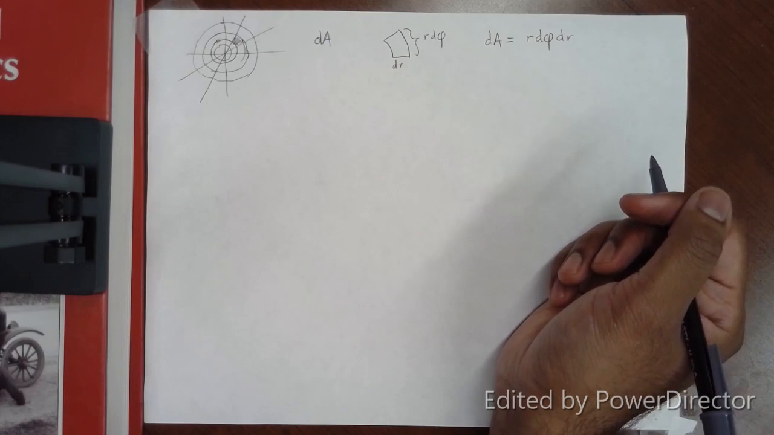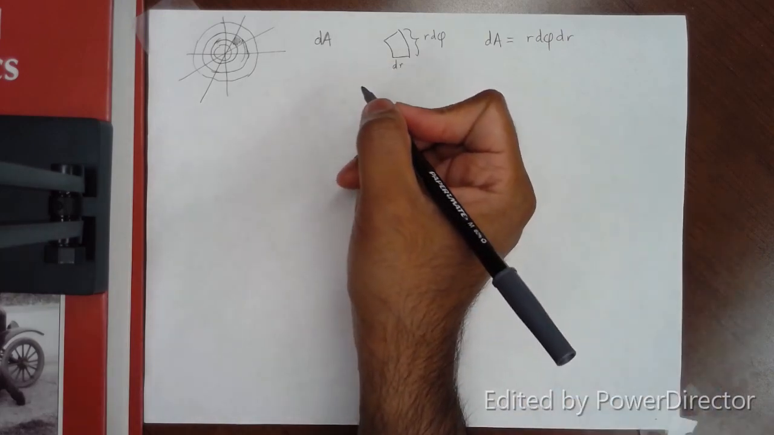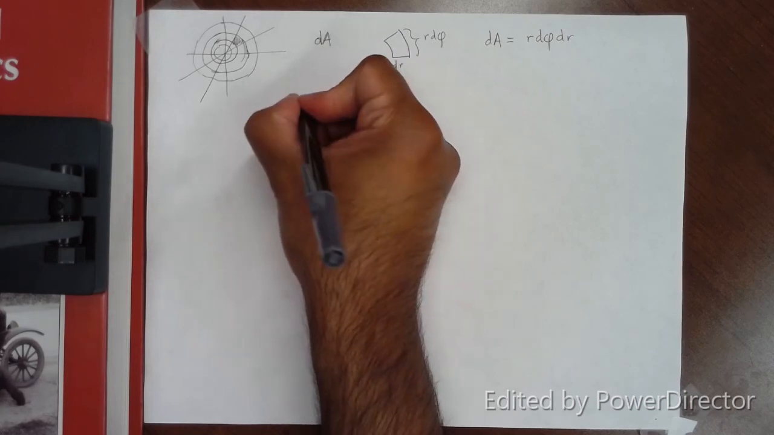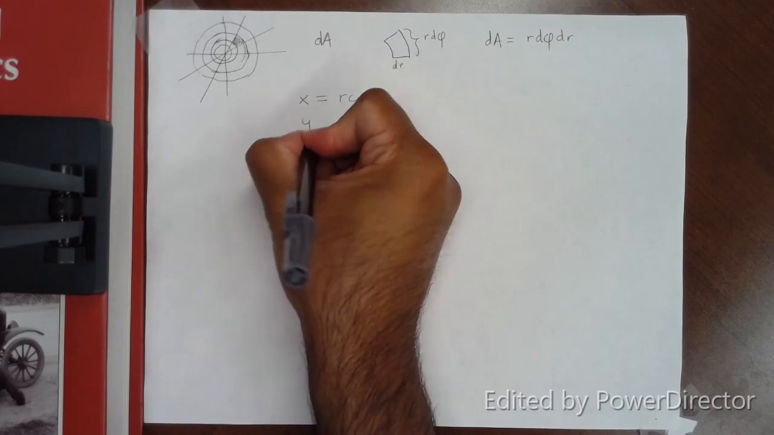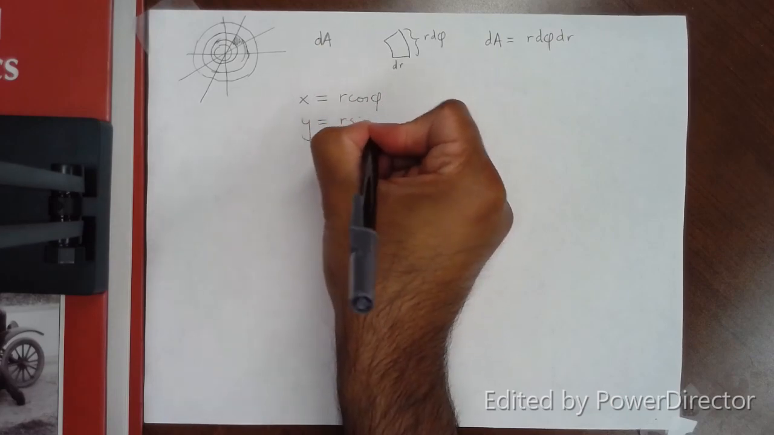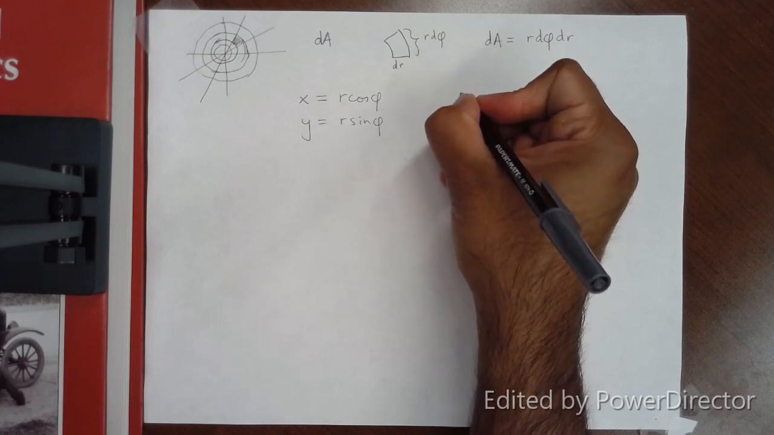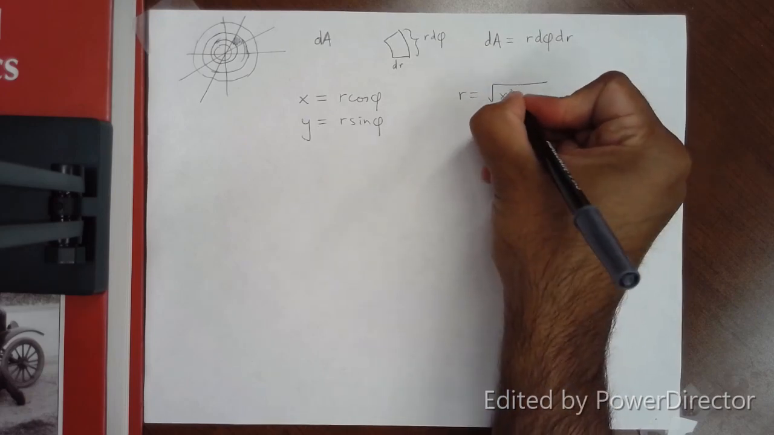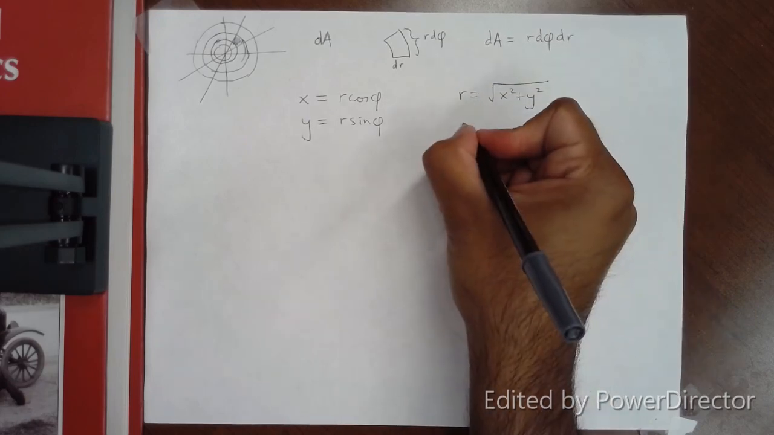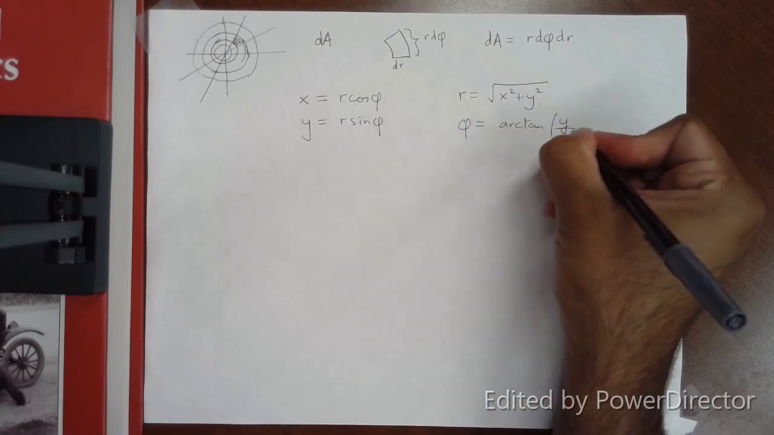All right, so finally, we would like to know how to convert between our Cartesian coordinates and polar coordinates. Well, we have the relations x is equal to r cos phi, y is equal to r sine phi, and if we would like the reverse arrangement, we have r is equal to the square root of x squared plus y squared, and phi is equal to arctan y over x.